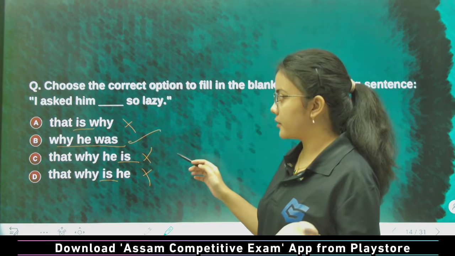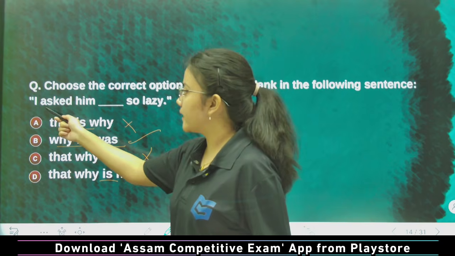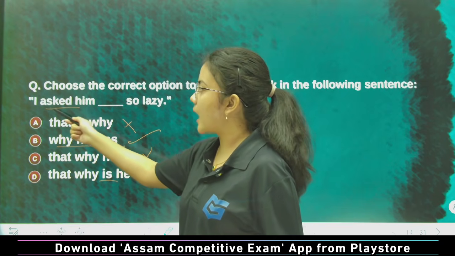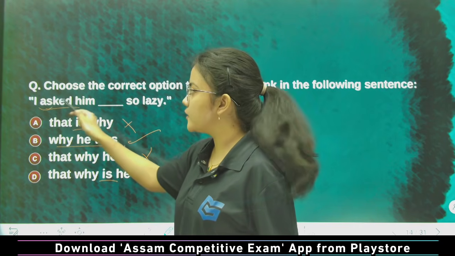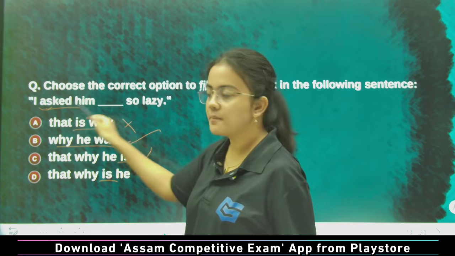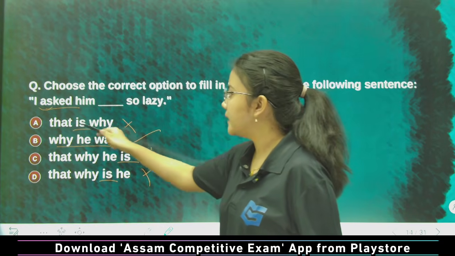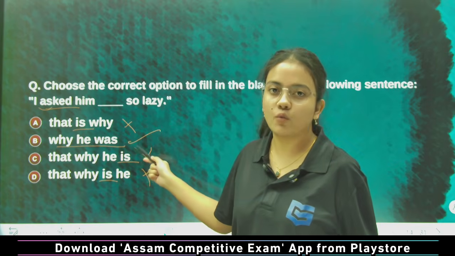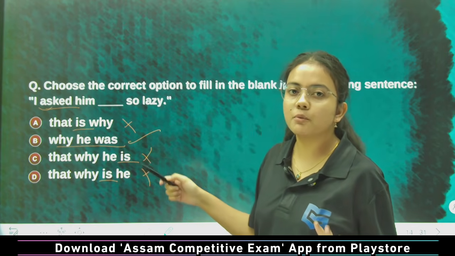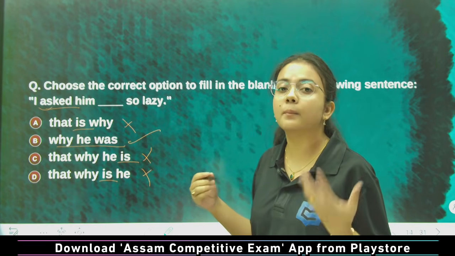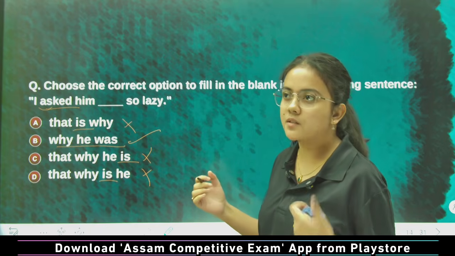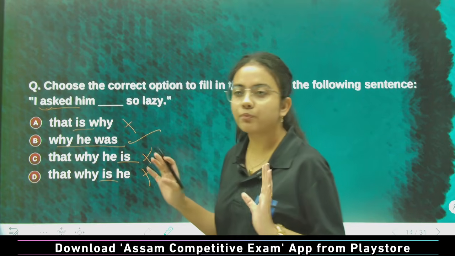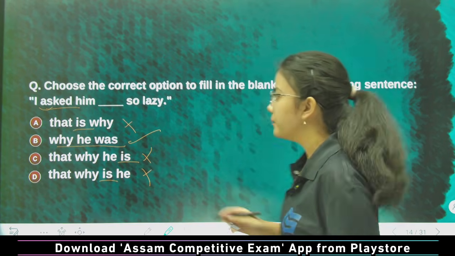I hope you have understood, because here asked is past, so since the first part of the sentence is past, the latter part will also be past. But here is is given, and these are all present, so the correct answer is was. So in the exam you should also learn how to eliminate the options. That is also a trick to find the correct answer.